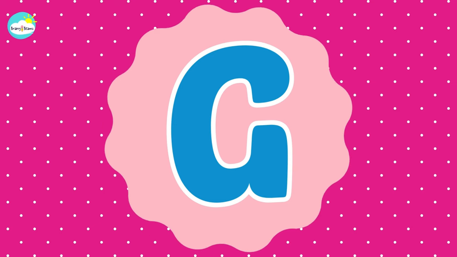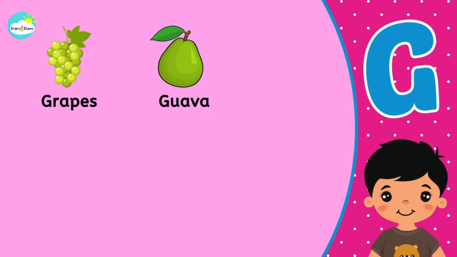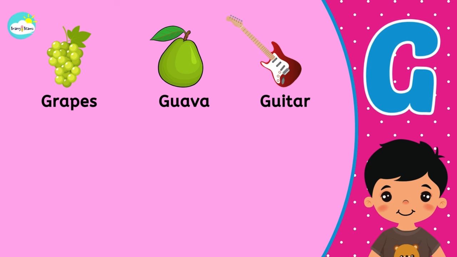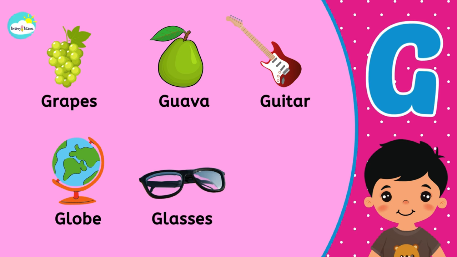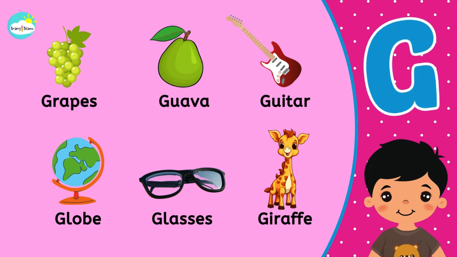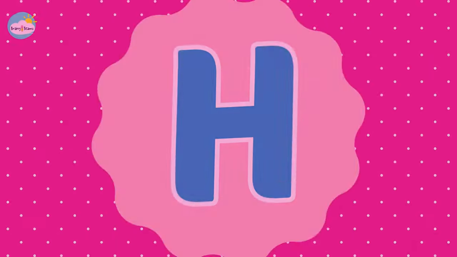G. G is for grapes. G is for guava. G is for guitar. G is for globe. G is for glasses. G is for giraffe.